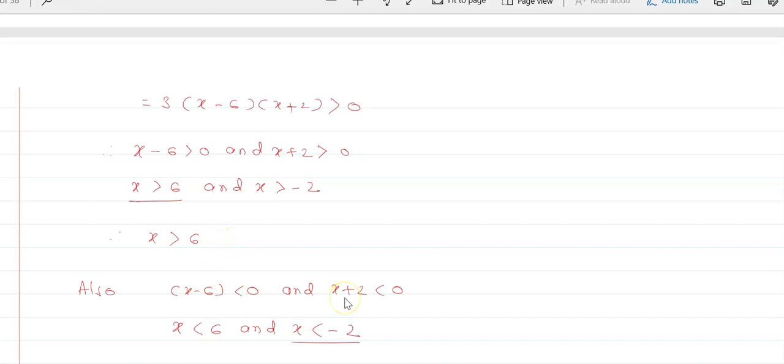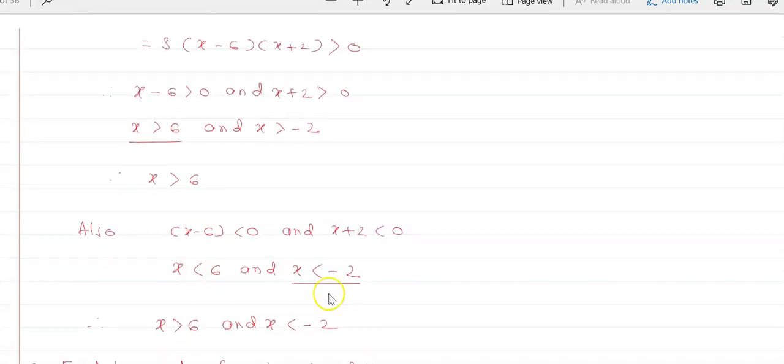Both of them are negative, if we take, then x is less than 6 and x is less than minus 2. And which is the minimum? x less than minus 2 is the minimum that we will take. Therefore, for the given function to be increasing, x is greater than 6 and x is less than minus 2.